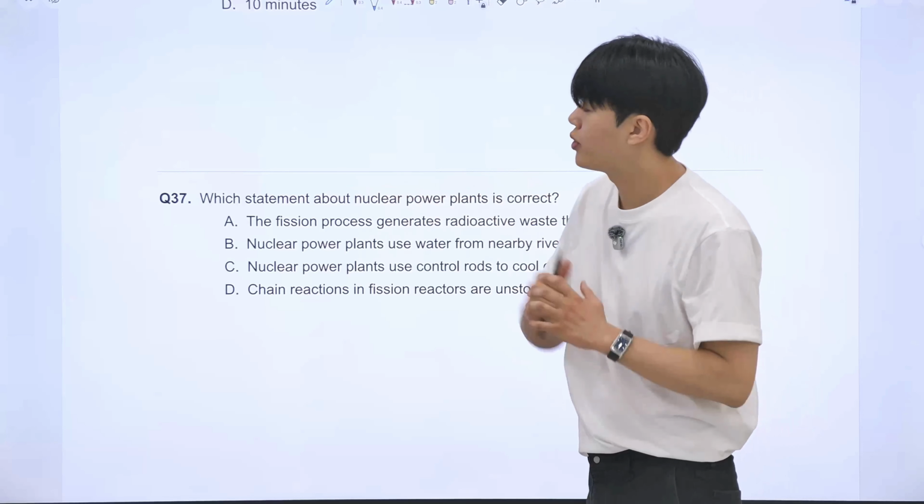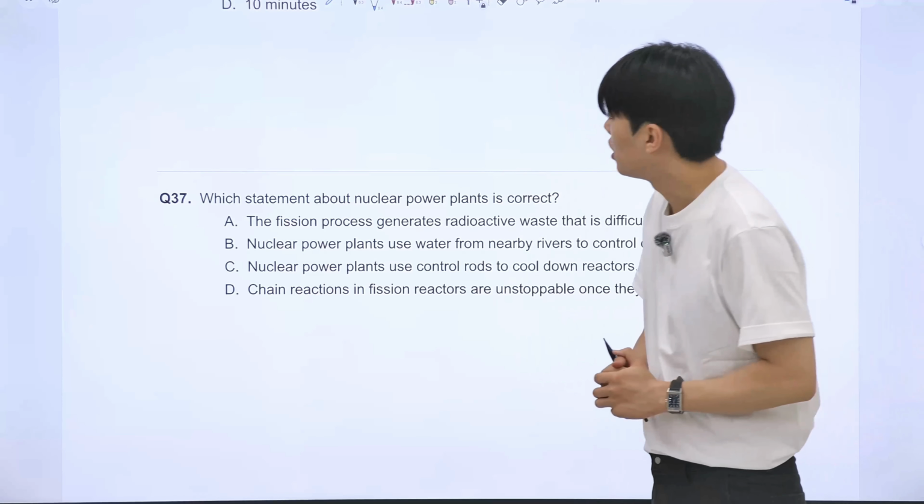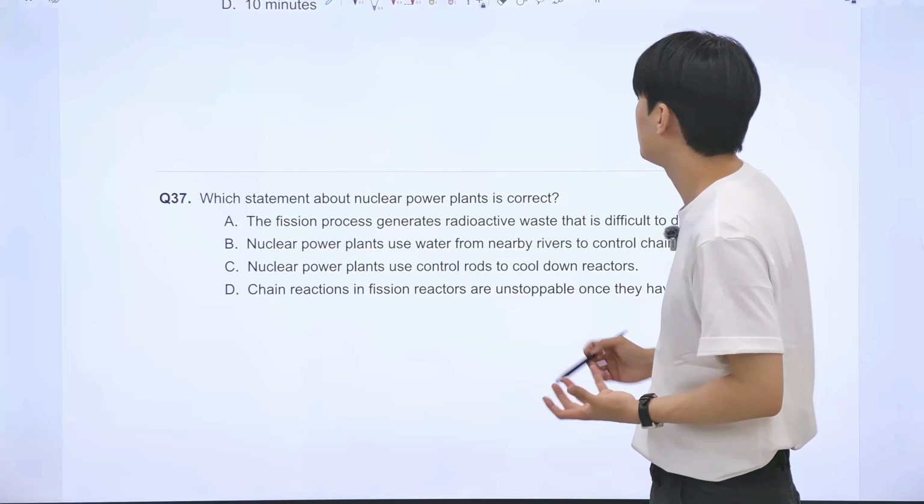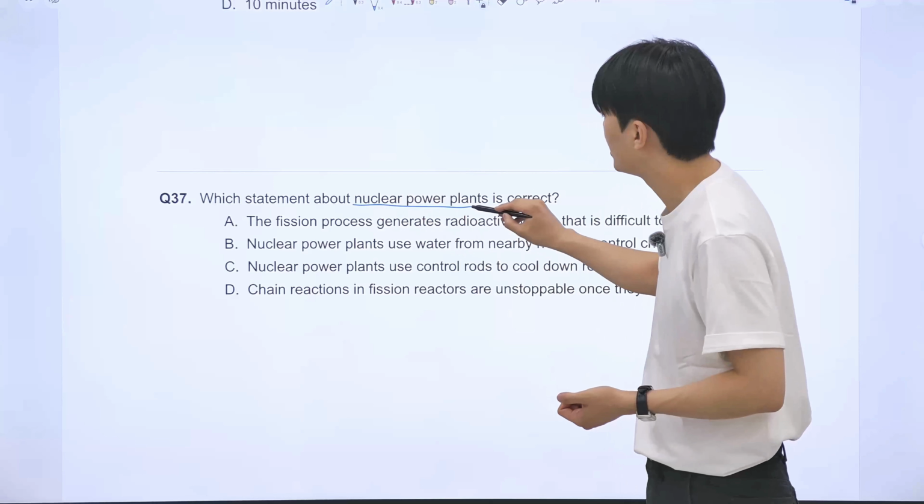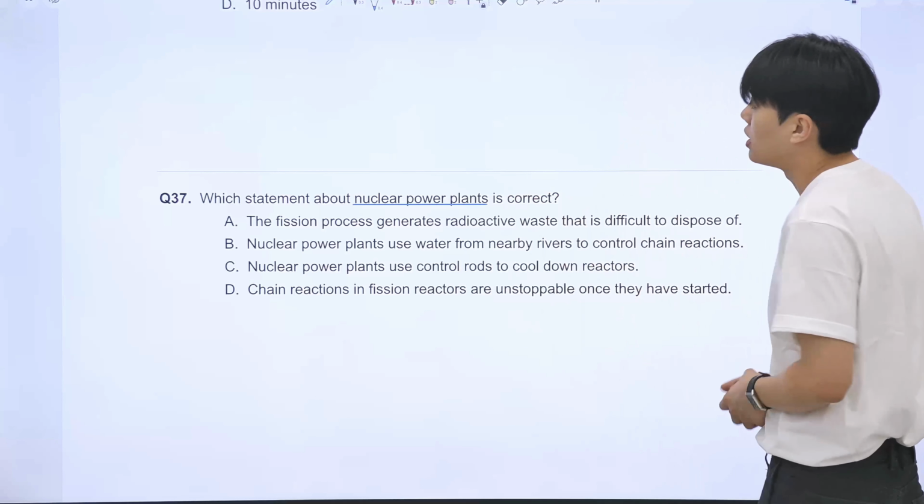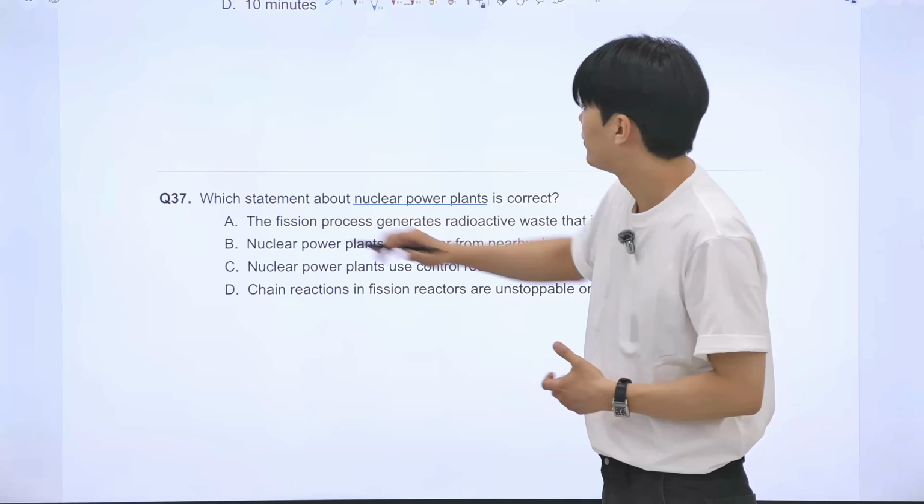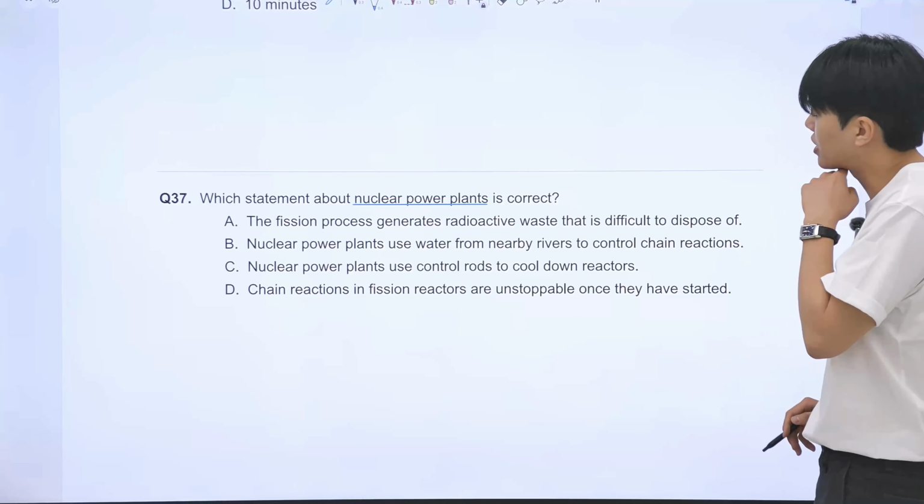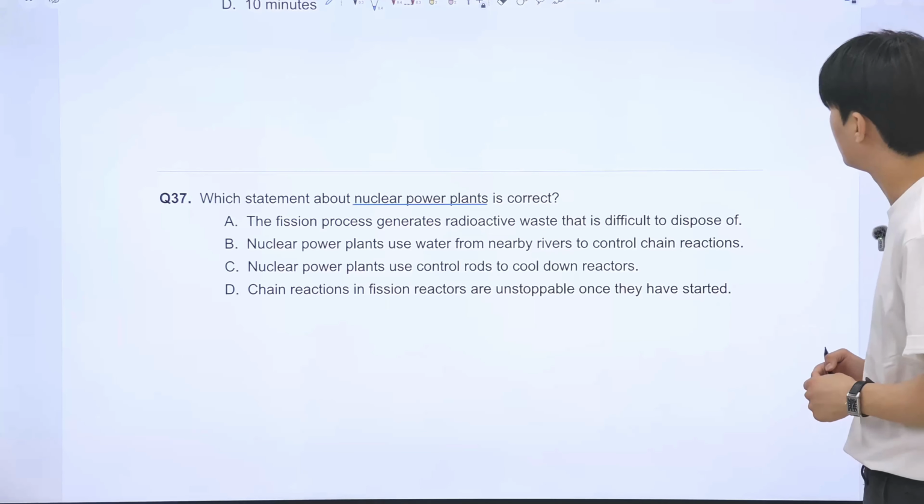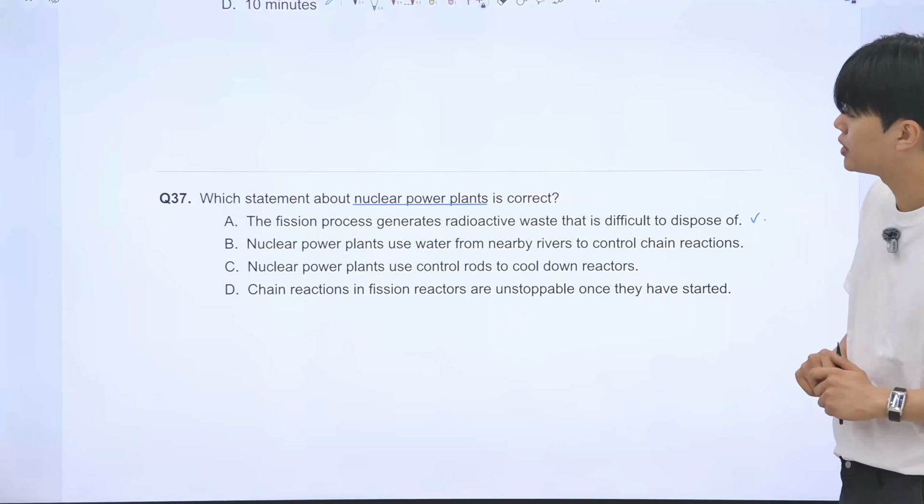Okay, next we have question 37. Which is the correct statement about the nuclear power plant? Okay, let's read it out. Fission process generates radioactive waste that is difficult to dispose of. That's actually a correct one, right?